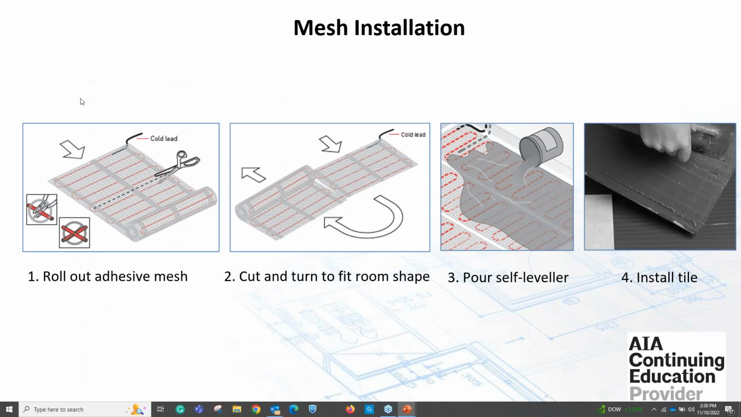But back to the mesh installation, you roll it out and clip it, it flips around, and you pour self-leveler over it, or you can tile directly over it, your choice, and install the tile. Very simple to do, with a little bit of experience, I guess it is.